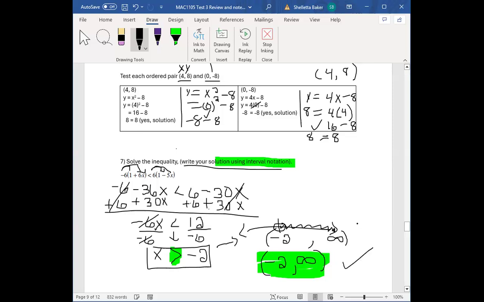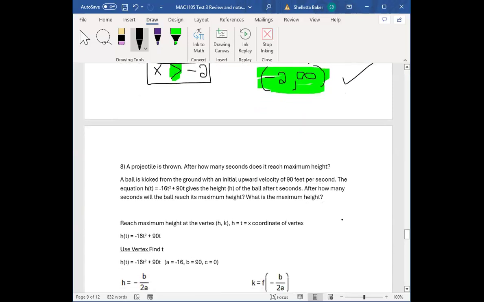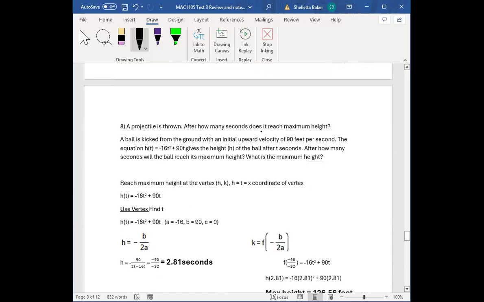For number 8, a projectile is thrown. After how many seconds does it reach maximum height? Here we have this situation. The ball is kicked at 90 feet per second, and it's given by this height function, -16t squared plus 90t. And we want to find after how many seconds will this ball reach its maximum height, and what is the maximum height? So that's a 2-part question.